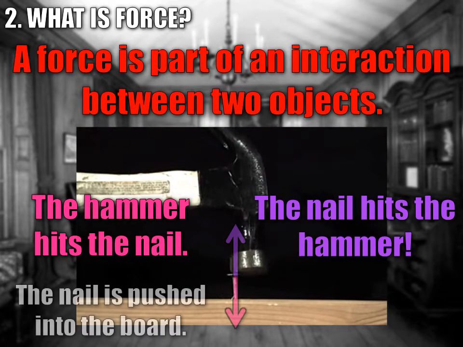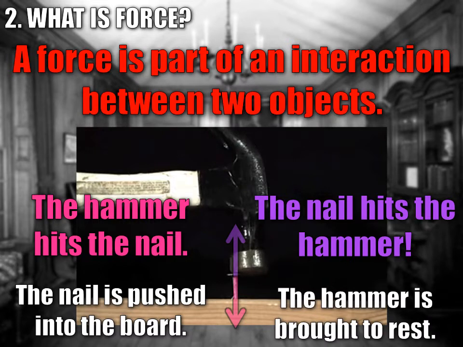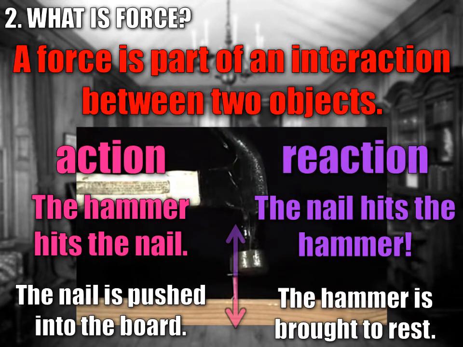So the hammer pushes the nail into the board. What does the nail do to the hammer? That force that the nail exerts on the hammer? It brings the hammer to rest. So we see that each of these forces is acting. The hammer hits the nail down, and the nail hits the hammer upward. This is the action and reaction force pair that Newton talks about in his third law. So force is part of an interaction between two objects. Whenever two objects interact, there will always be one force from the first object on the second object, and a force from the second object back on the first object.